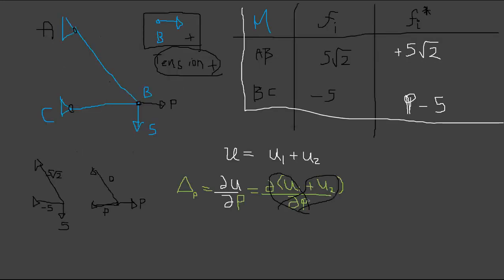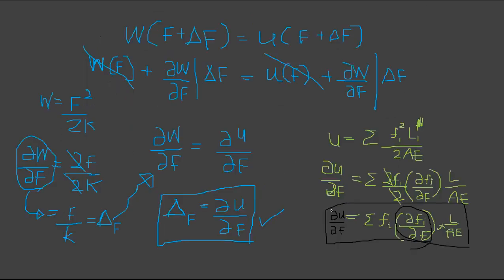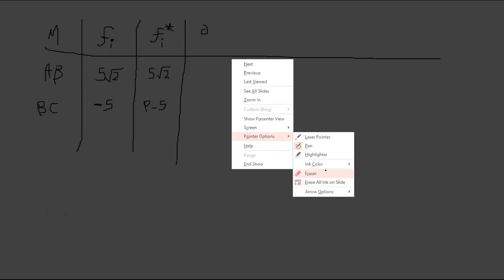Is P minus 5, right? The tension is positive, okay? So this is now very critical. This du by dp can be related to dF over dP, right? So dU by dP is equal to dU by dF times dF by dP, right? So this is going to be not the original force. This is very critical. I wrote it in a different color.